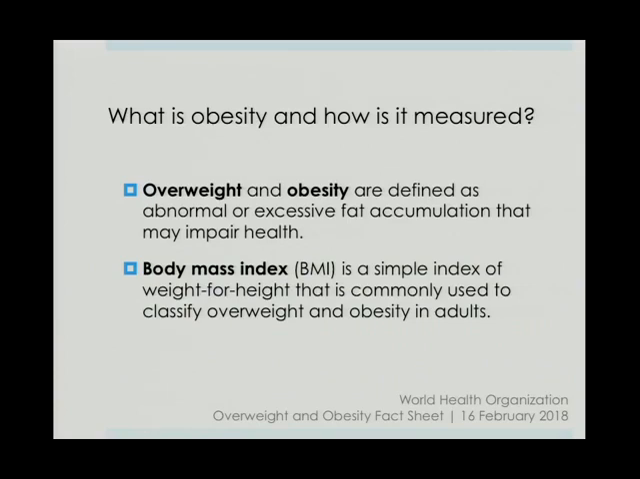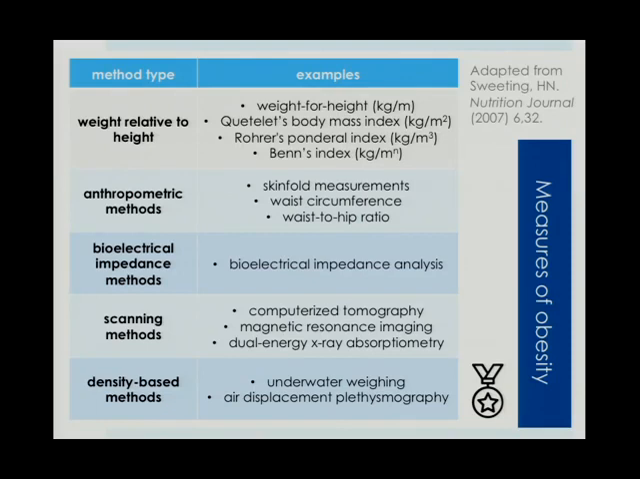Okay, I know it seems very simple, but I think it's always good to start with definitions. So what is obesity and how is it measured? Overweight and obesity are defined as abnormal or excessive fat accumulation that may impair health, and this definition comes from the World Health Organization. The body mass index, or BMI, is a simple index of weight for height that is commonly used to classify overweight and obesity in adults. However, BMI, which is defined as kilograms over meters squared, is just one of many measures of obesity.